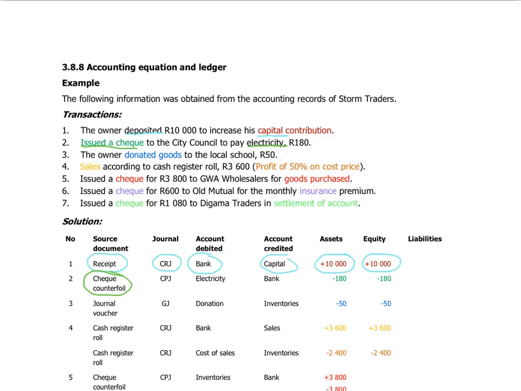If we pay out money, all the entries where money is paid is recorded in the cash payments journal. The expenses increase on the debit side, so electricity will be debited. Money was taken from the bank, so the bank is credited to decrease the asset. Electricity decreases profit, so the equity decreases with 180. Bank is an asset. We have less money in the bank, so assets decrease with 180.